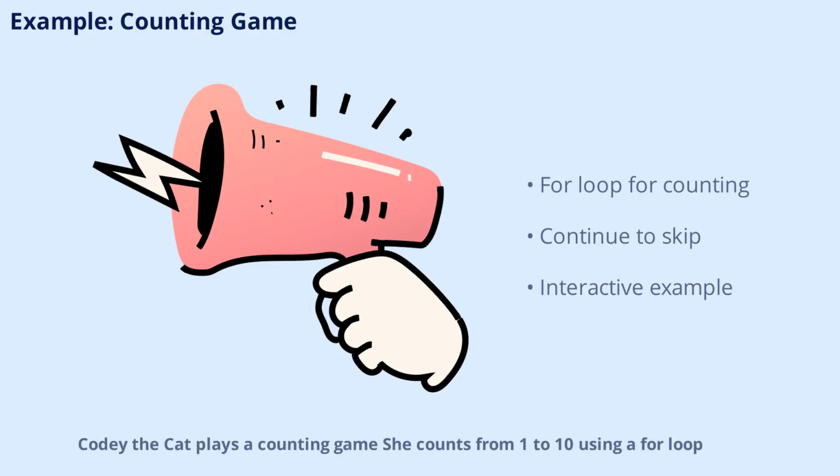Cody the cat plays a counting game. She counts from 1 to 10 using a for loop. If she reaches 5, she uses continue to skip, saying the number out loud. This shows how loops and jump statements can be combined for fun and interactive programs.